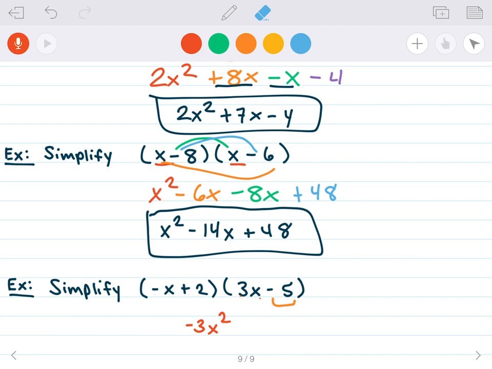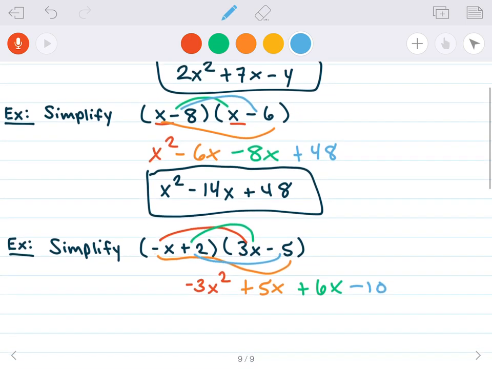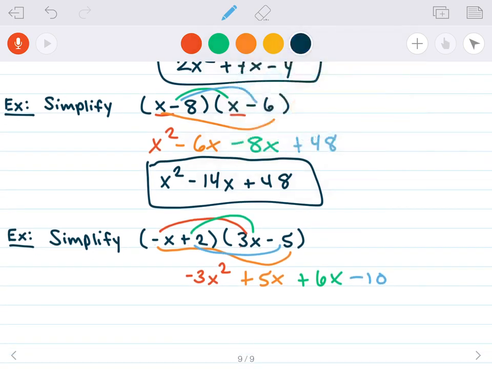Let's start over. Okay, so first we got that negative x times 3x. Outer, we have negative x times negative 5. That's going to be a positive 5x. Inner, we have positive 2 times 3x is a positive 6x. And last is going to be positive 2 times negative 5 gives us negative 10. Combine our like terms, and we get negative 3x squared plus 11x minus 10.